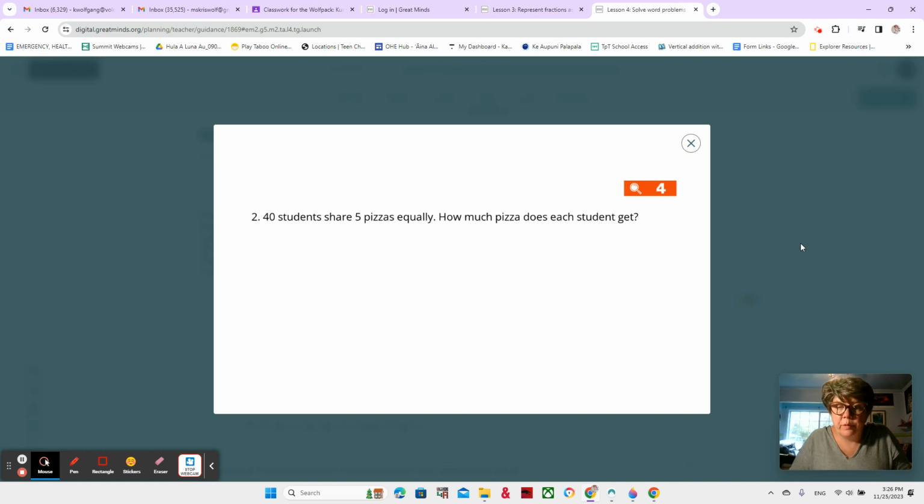All right, lesson 4, video 2. And we are still on page 31. 40 students share 5 pizzas equally. How much pizza does each student get?